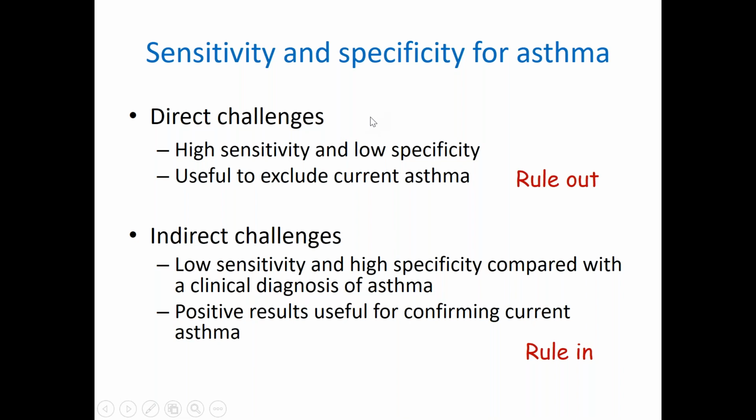In terms of sensitivity and specificity for asthma, direct challenges have a really high sensitivity but a low specificity, so they're useful to exclude current asthma except for exercise-induced bronchoconstriction. I don't have time to speak about that today, but just keep that in mind. And indirect challenges have a low sensitivity but a high specificity compared with the clinical diagnosis of asthma. So if there is a positive result, it's useful for confirming current asthma. If it's a negative result, then we can't exclude asthma.